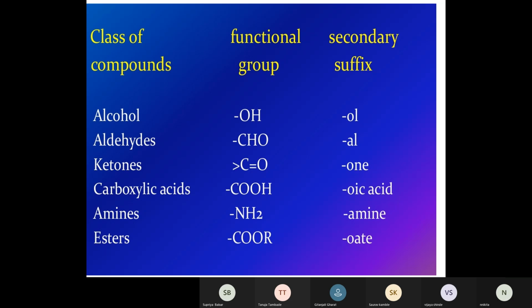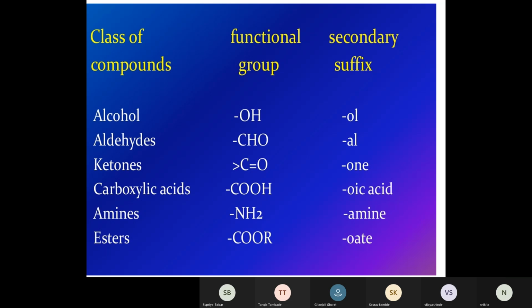Now COOR means C doubly bonded to the oxygen, and OR that is attached to the carbon. So for the esters, we use the secondary suffix that is oate. So these are some classes of compounds, their functional groups and their secondary suffixes.